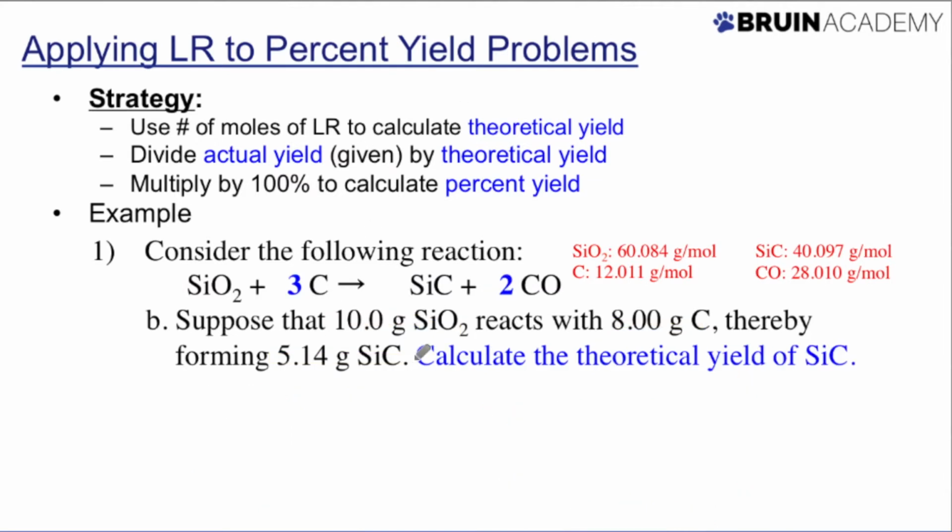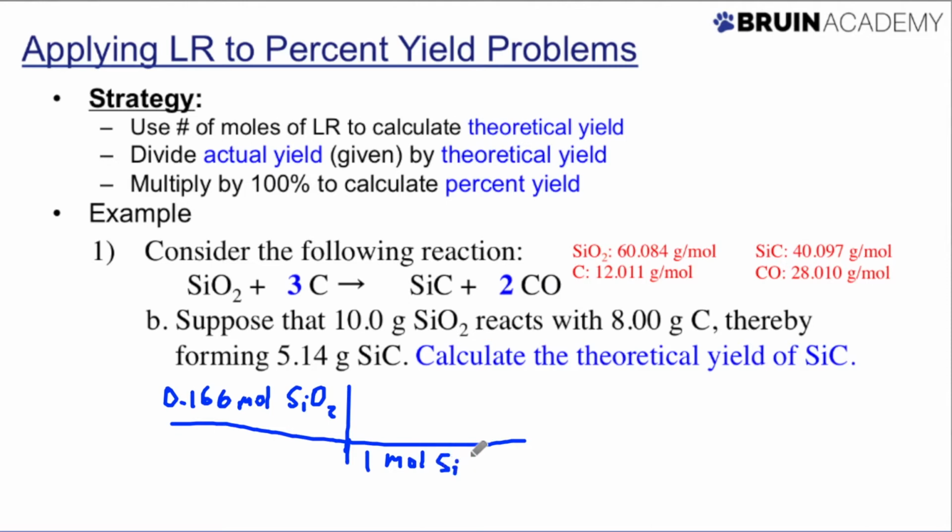Okay, so let's move to the next part. The next part asks us to calculate the theoretical yield of SiC, right? And as I mentioned before, you always use the number of moles of limiting reagent to calculate product yield. So we're going to start with the number of moles of our limiting reagent, which was 0.166 moles of SiO2. And remember, in order to convert from the units of one element to another, you're always going to use molar ratios. So essentially, for every 1 mole of SiO2, I form 1 mole of SiC.